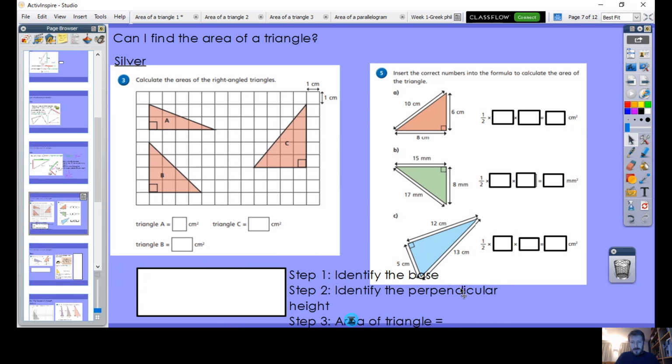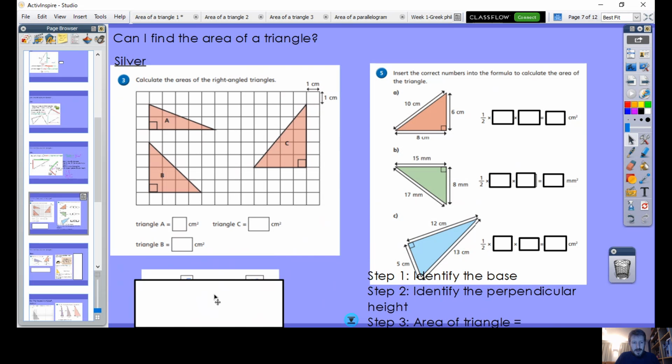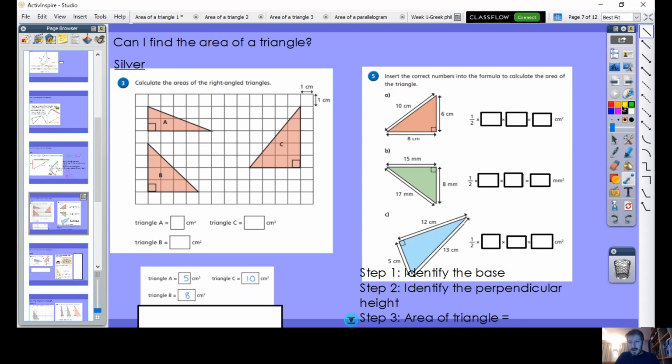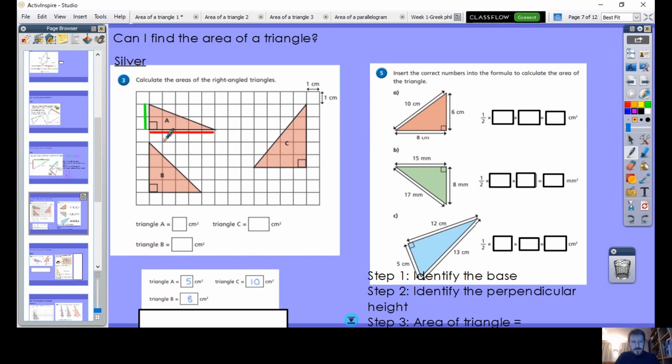Okay, let's move this out the way and have a look at our answers. So triangle A, we got 5 centimeters squared. Triangle B was 8 centimeters squared, and triangle C 10 centimeters squared. If we just look at one of them, let's look at this one here. So step 1, identify the base. Let's say that's the base there. And then step 2, we want to identify the height, perpendicular height, right angle up from there. And then how long are those? So 1, 2, 3, 4, 5. And then this is 1, 2 centimeters.